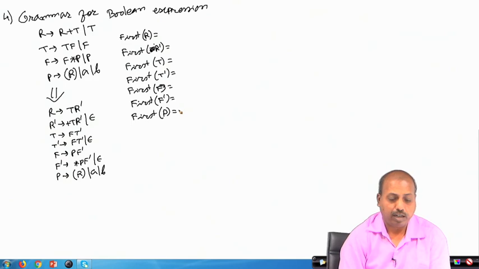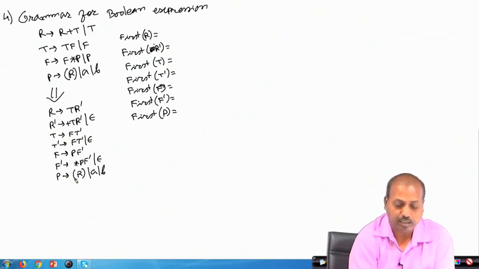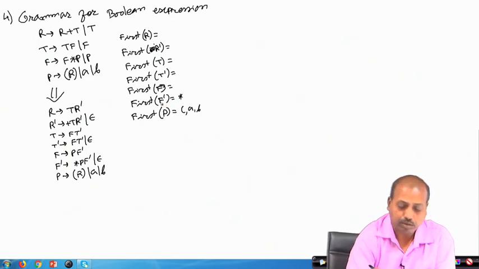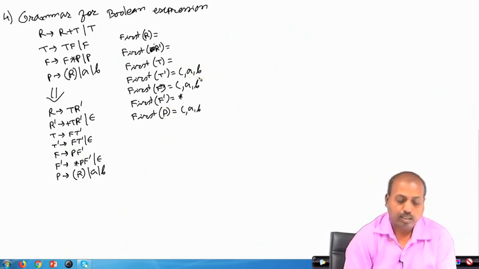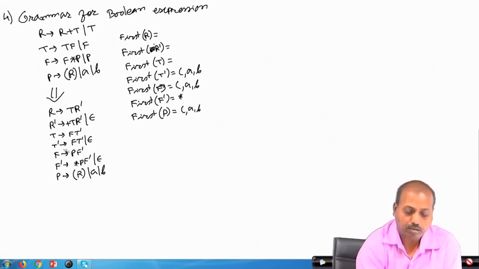Okay. So, first of P is open parenthesis, A, B. Then first of F dash is star from this rule. From this one, F producing P F dash, whatever is in first of P is in first of F. So, this one contains open parenthesis A B. Now, coming to this one, whatever is in first of P is in first of T dash. So, first of T dash also contains open parenthesis A B.